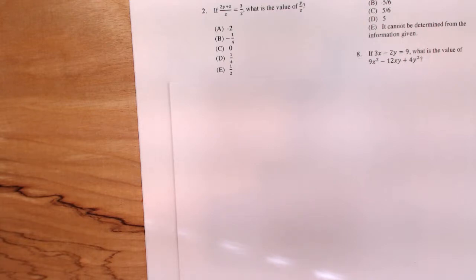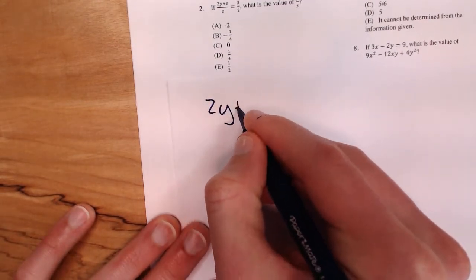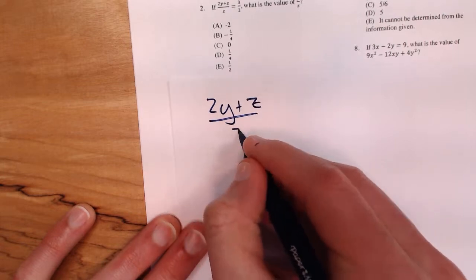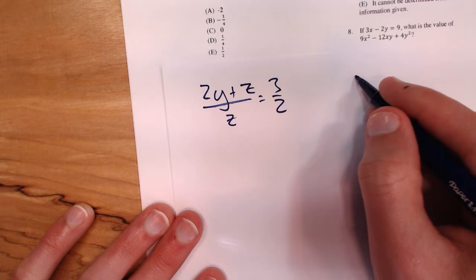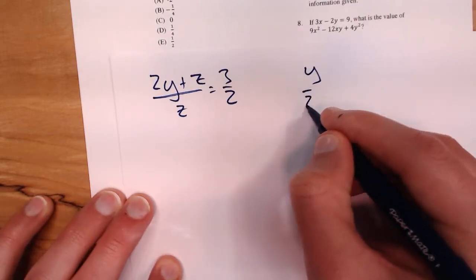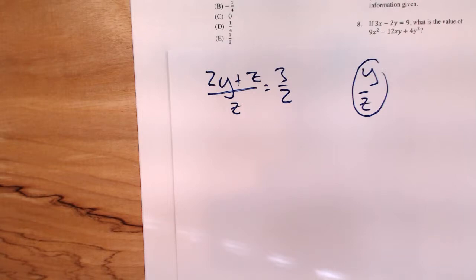Okay, number 2 says, 2y plus z over z is equal to 3 over 2. What is the value of y over z? So we want to figure out if we can pull a y over z out of this somehow, because there's no way to solve this because it's only one equation and it has two variables. And if I ever have more variables than equations, I can't solve. So I'm going to have to be sneaky.